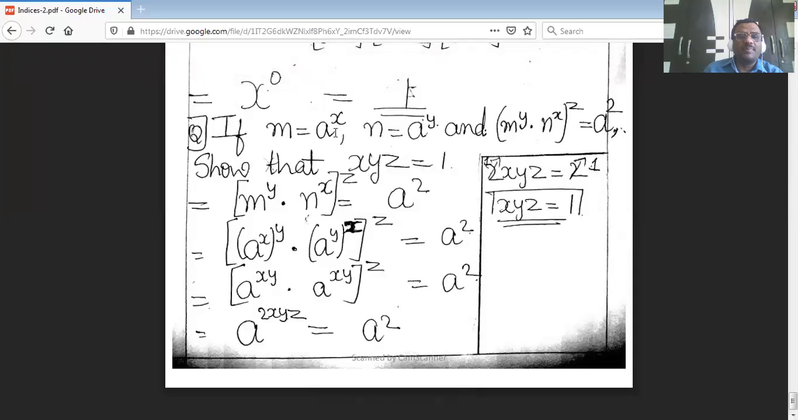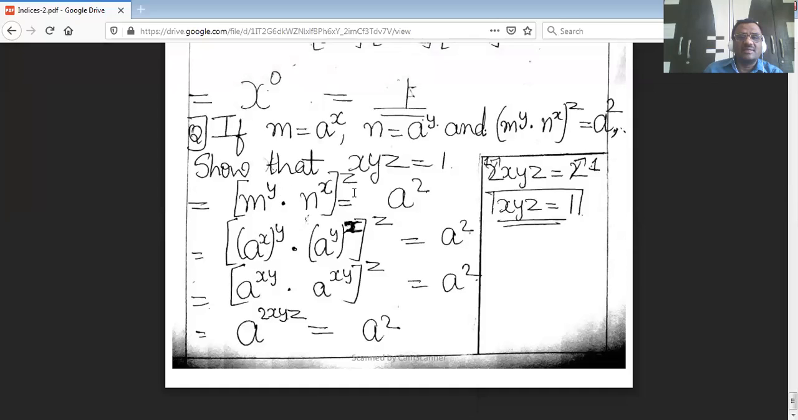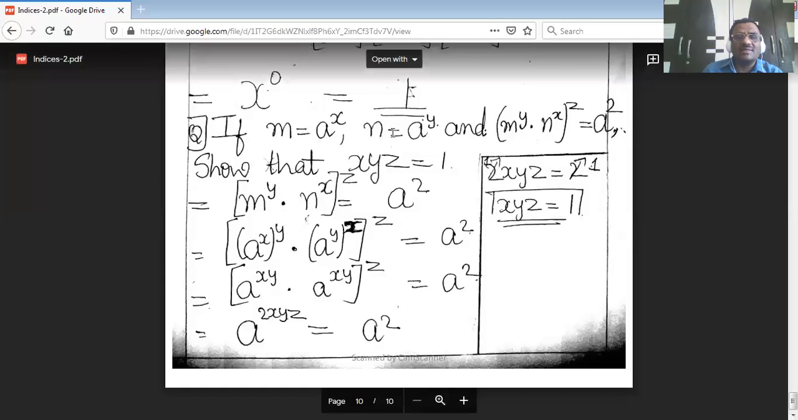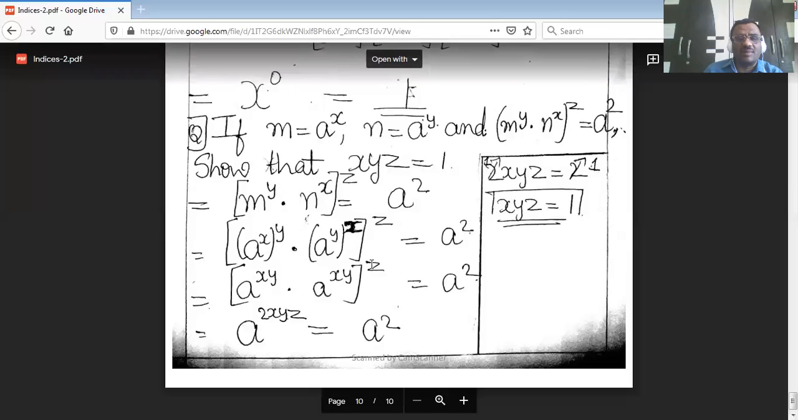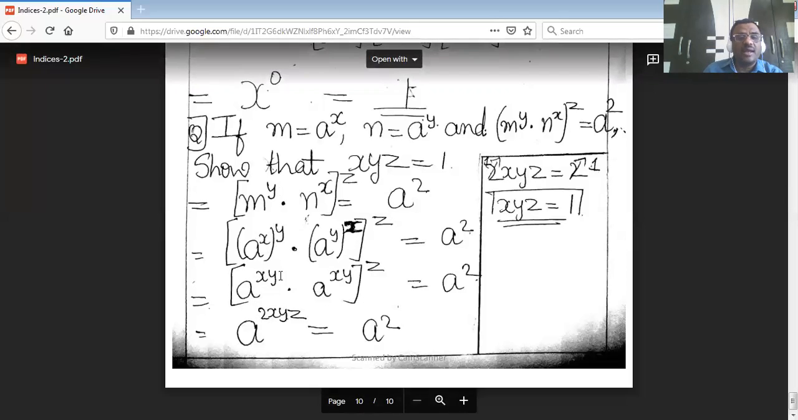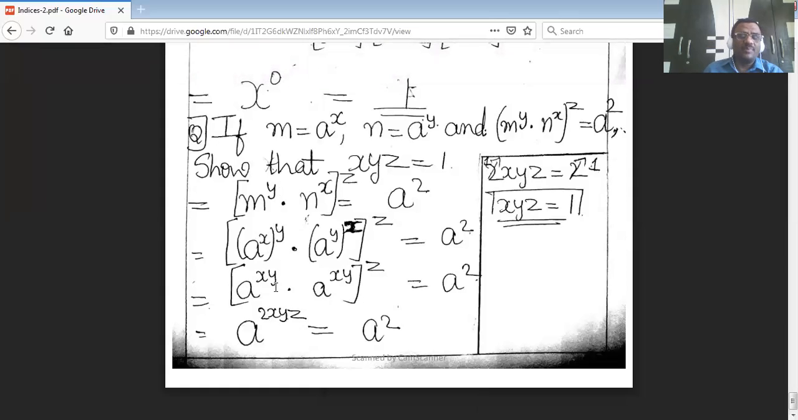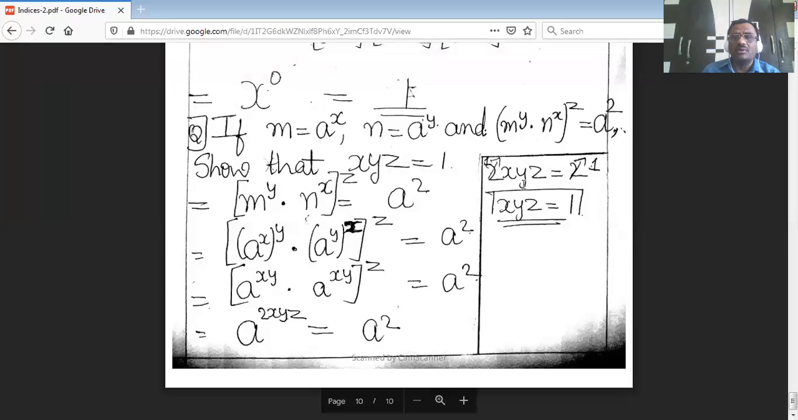What is m? a power x. In the place of m, put a power x and you take y as it is. In the place of n, what is n here? Substitute a to the power of y, and this is x. This becomes a power xy and this is a power yx, and xy and yx are both the same, and whole power z. This becomes a to the power of 2xy, since xy added to xy. Whole power z is a to the power of 2xyz, which is equal to a square.